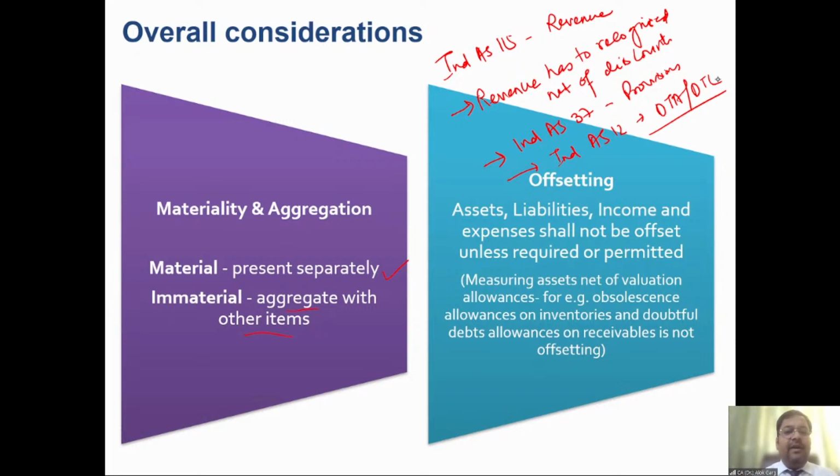Sir, if we are creating a provision for bad debt, is it an offsetting? Although you have to net off this provision for bad debt from the receivables in the balance sheet. Is it offsetting? This is not an offsetting. This is an allowance. This is a provision. So as per Ind AS 2, measuring assets net of valuation allowances, for example, obsolescence allowance, provision for doubtful debt, is not considered as an offsetting. Provision for investment allowance is also not considered as an offsetting. This is an allowance which you have created considering there could be a loss on your asset. Okay. I hope it is clear to all of you. Clear?